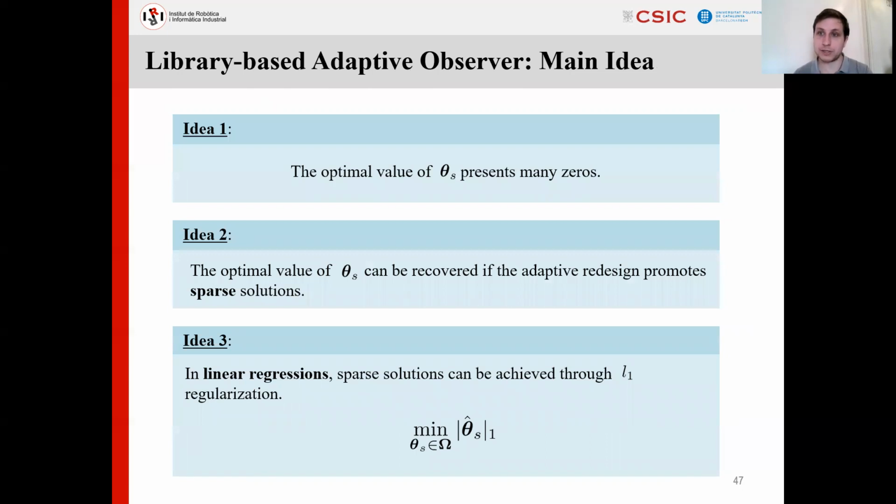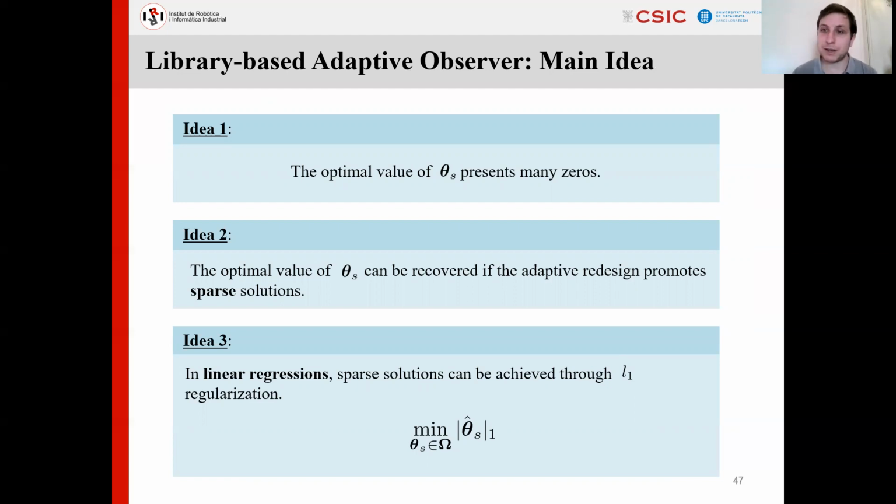And the proposal of this thesis was the result of the following line of thought. So we know that the optimal value of theta s has a lot of zeros because only a small selection of functions truly appears in your system. Therefore, we want a parameter estimation dynamics that promotes sparse solutions. And by looking at the literature of sparse signal recovery or compressed sensing, you can find that you can promote a sparse solution if you optimize the L1 norm of your estimation. Therefore, what we want to do is to design an alternative direct adaptive observer redesign that implicitly optimizes an L1 norm. Notice that this is very similar to what we did in the implicitly regularized observer.